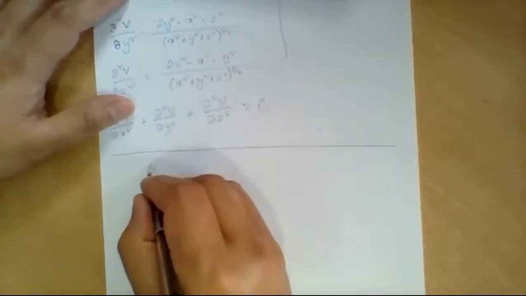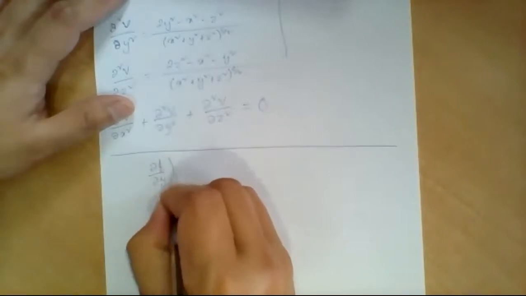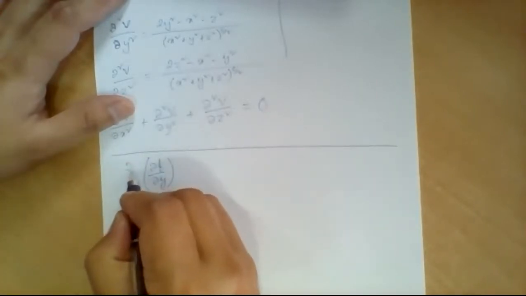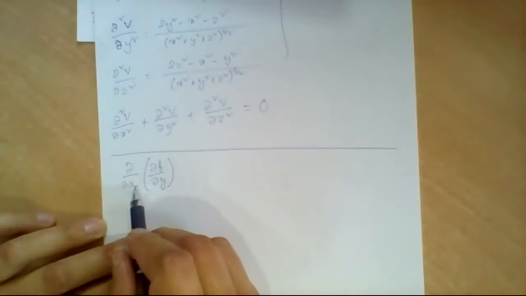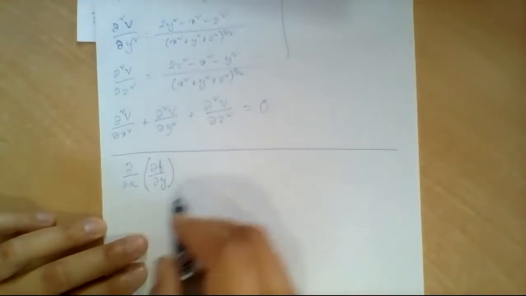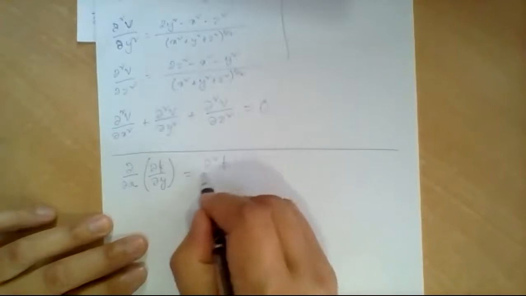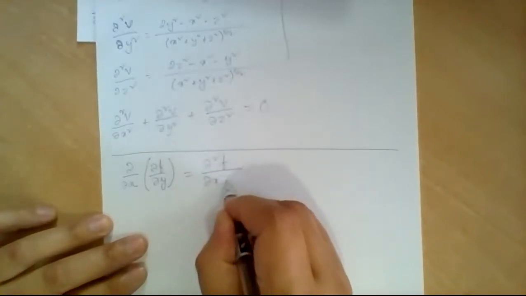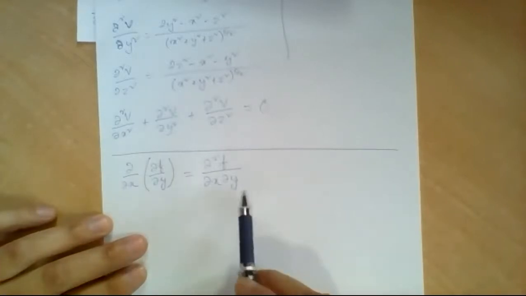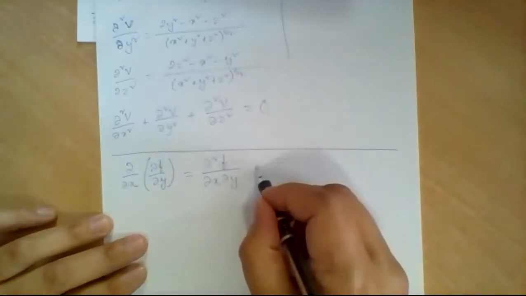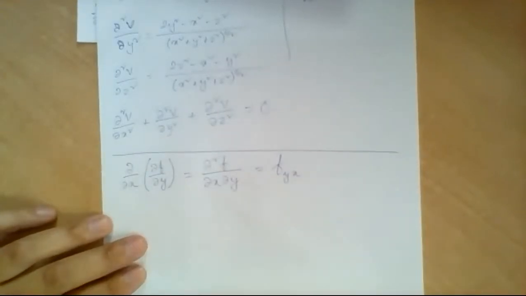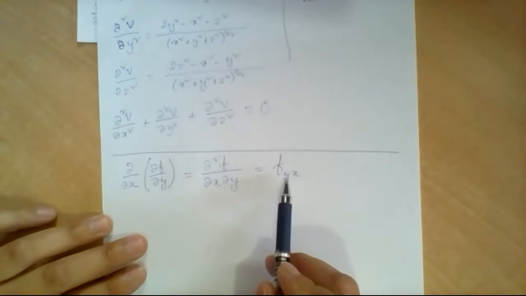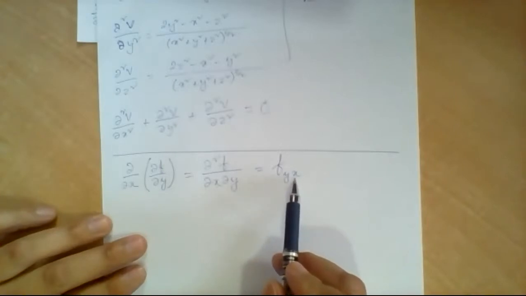You differentiate this with respect to x: del f by del y, then you differentiate this partially with respect to x. This will give you del 2f by del x del y. So first you differentiate with respect to y, then you differentiate with respect to x. So this is f y x, which means you differentiate f with respect to y first, and then you differentiate with respect to x.